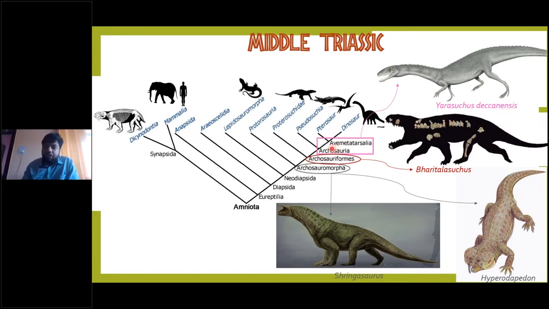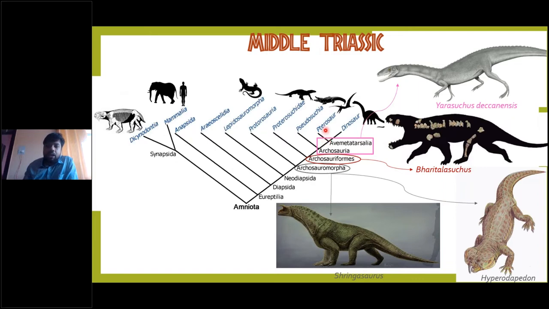This belonged to proper Archosauria. This does not belong to the sister lineage of Archosauria. That's quite an achievement. So this belonged to proper Archosauria, and within Archosauria, it further belongs to this particular clade, Avemetatarsalia. This particular clade is very different from the crocodile. Basically their tarsal bone is more like that of birds. That is why they have been given the name Avemetatarsalia.